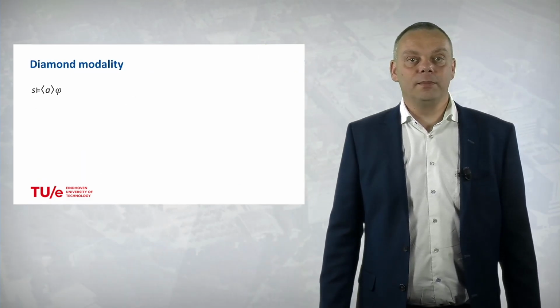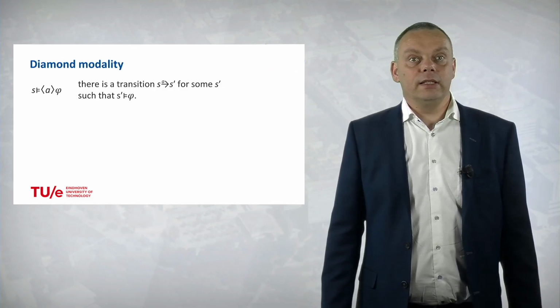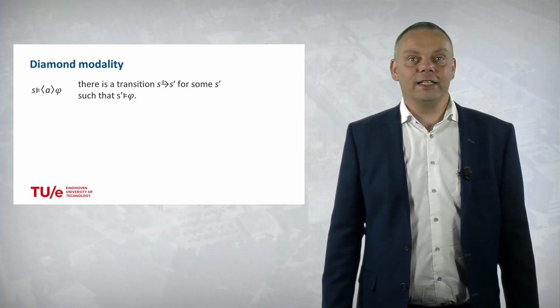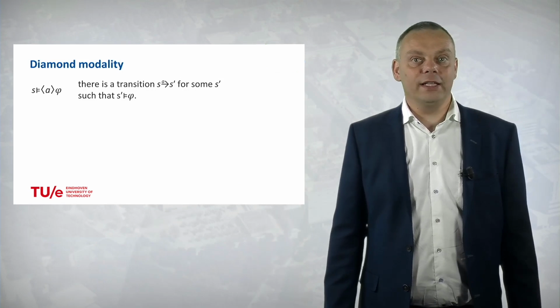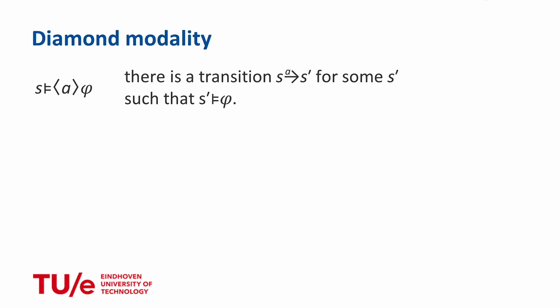So we have the diamond modality. Diamond A phi is valid in a state S if there's a transition from S to a state S prime, an A transition, such that phi is valid in S prime. So typically, if I have a state S, and I want to make this formula diamond A phi valid in S, then there must be an outgoing A transition to a state S prime, where phi is valid, and that is enough to make diamond A phi valid.